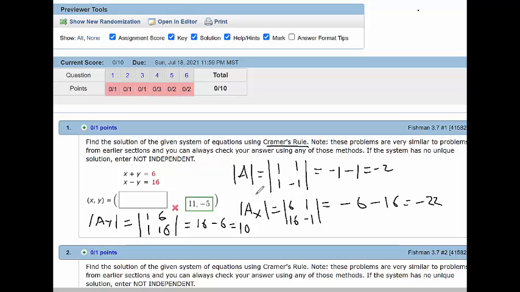AX determinant is negative 22, and AY determinant is 10. So what is our Cramer's rule saying? If we are looking for the solution, X will be equal to determinant AX divided by determinant A. That's your X. Can you tell me what it is now?